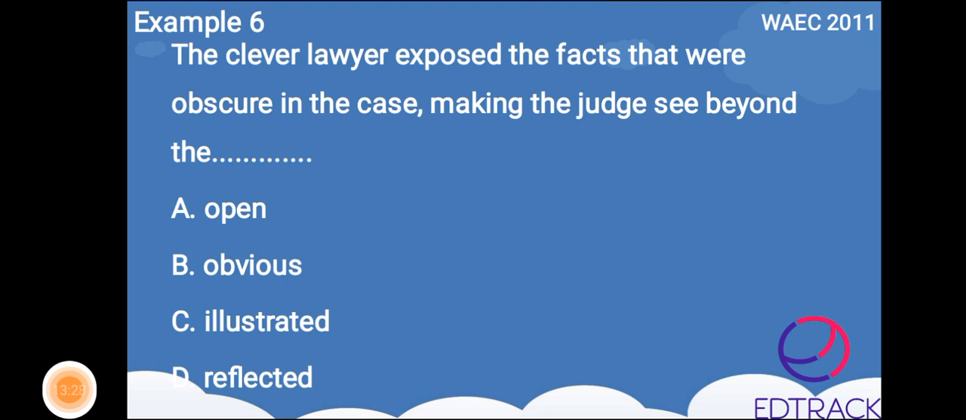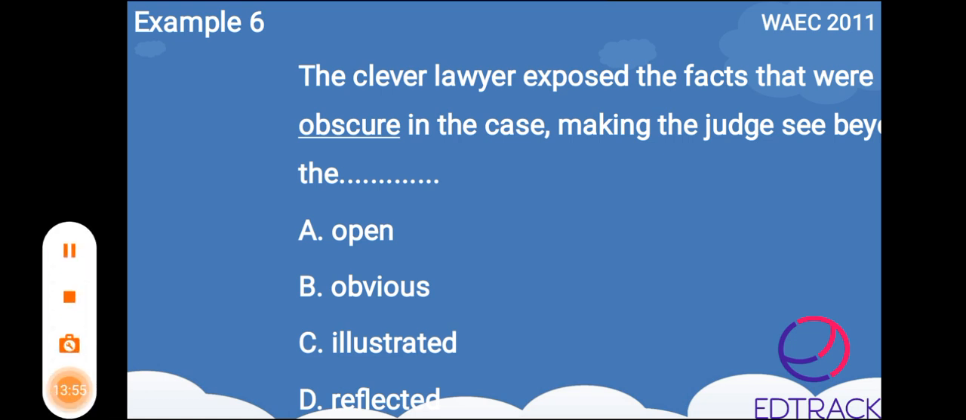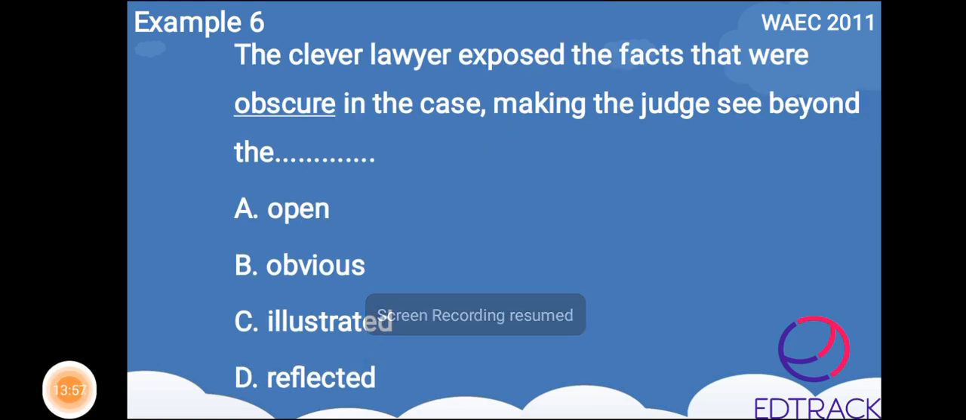Sorry, the word that we are actually supposed to look for its opposite meaning in this sentence is the word obscure, but that wasn't underlined. So as to make it clearer, let me pause and underline it. All right, now we have the word underlined. The clever lawyer exposed the facts that were obscure in the case, making the judge see beyond the dash. So obscure is what we are to look for its opposite.